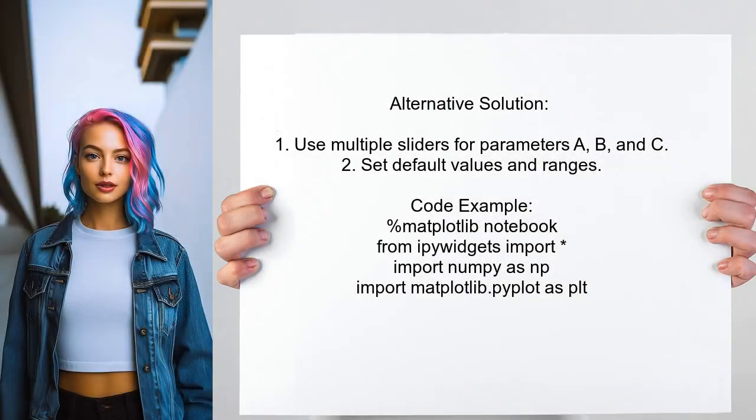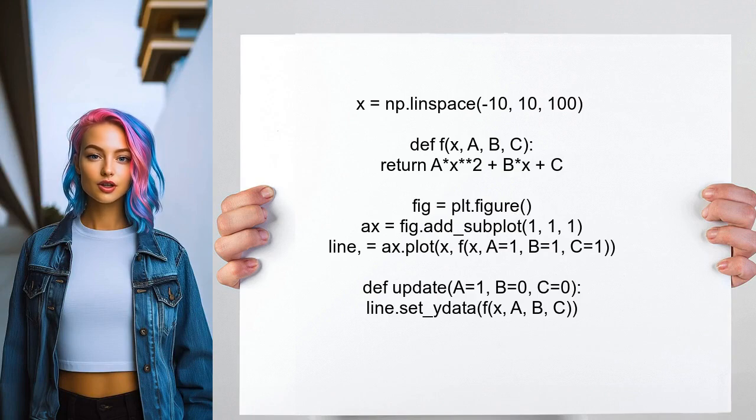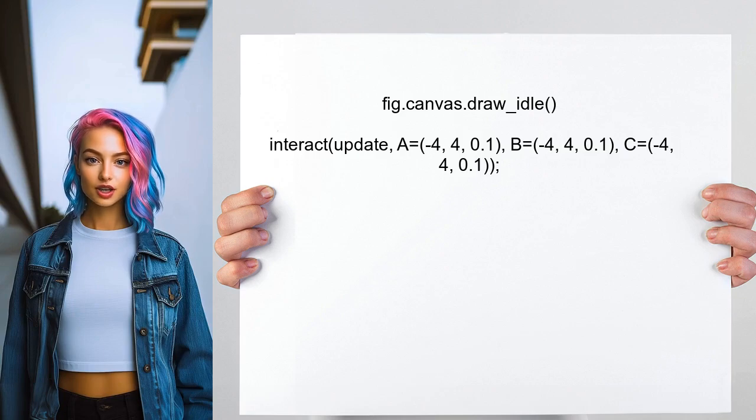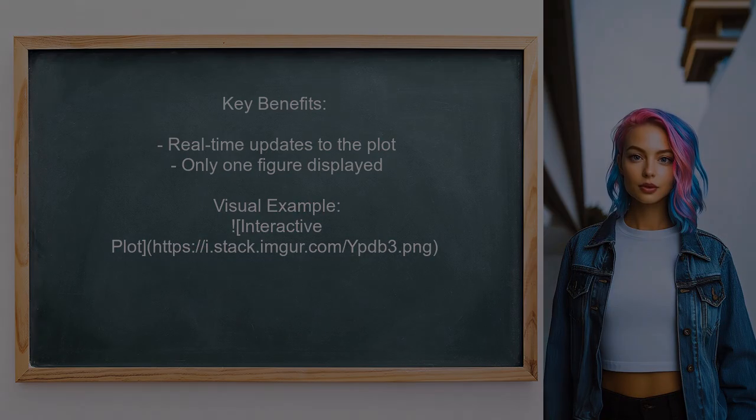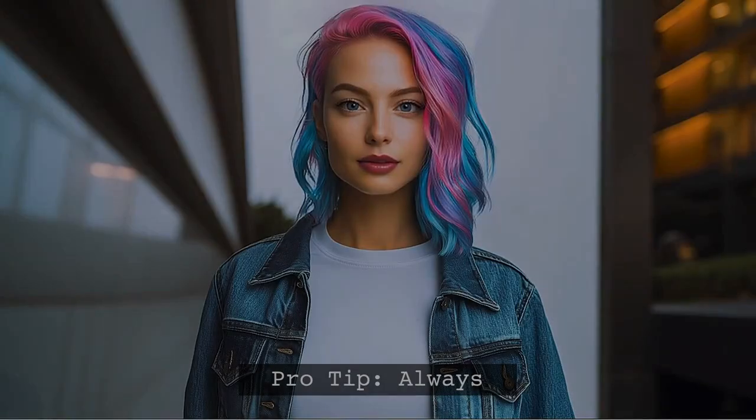An alternative solution provided by another user involves using multiple sliders to control the parameters of the plot. They set default values and specify the range for each slider. This method allows for real-time updates to the plot as you adjust the sliders, ensuring only one figure is displayed at a time.